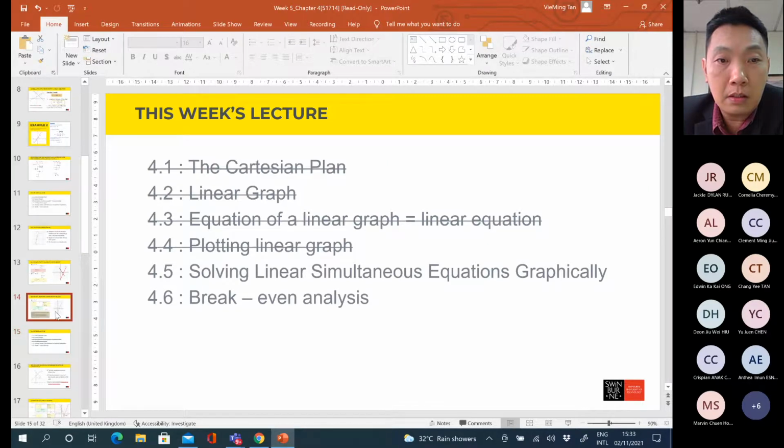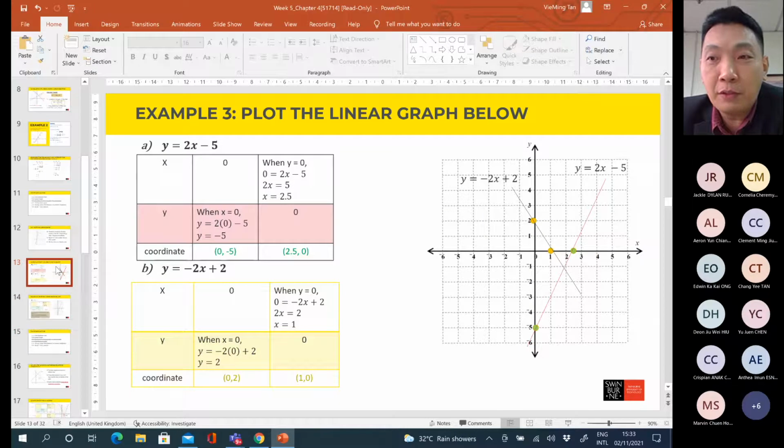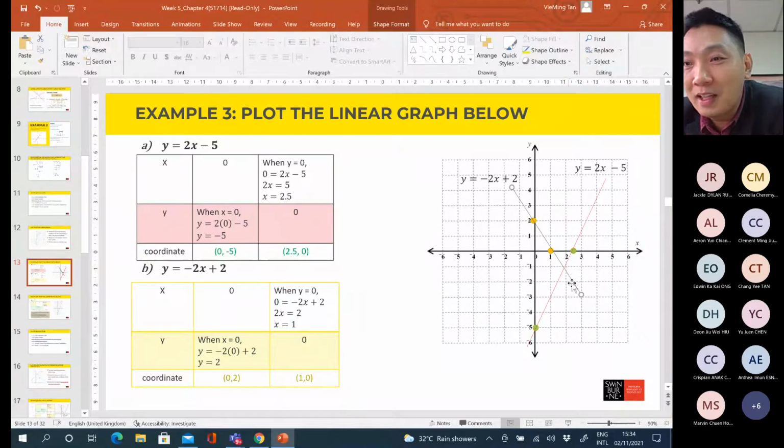Okay. So before we go to the next section, you may find that these two lines intersect at this point, right? That means meet. This red line and also this red line meet at this point. So if you use the graph, actually you can identify the intersection point between these two lines.